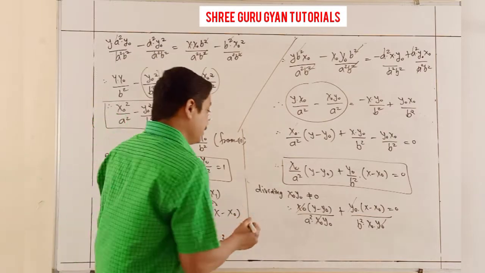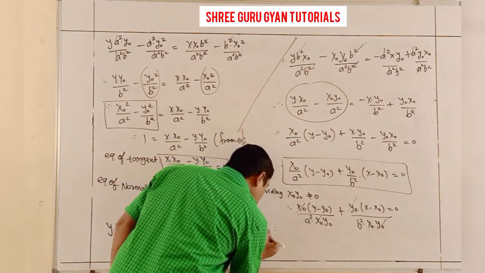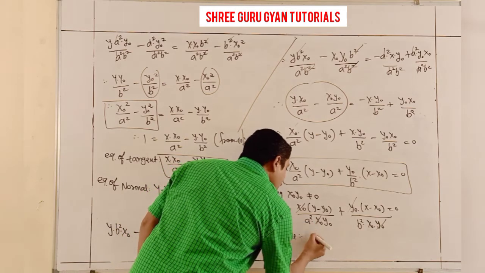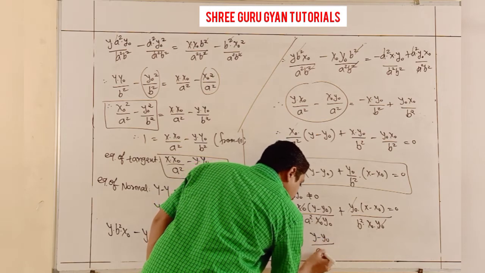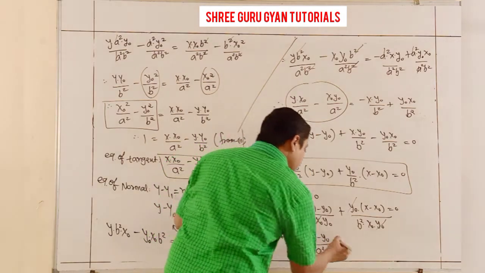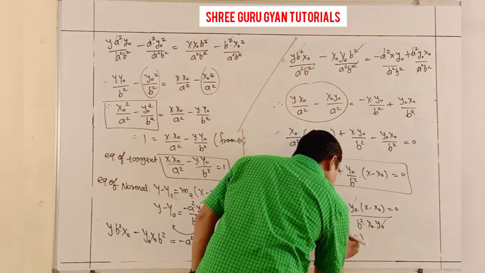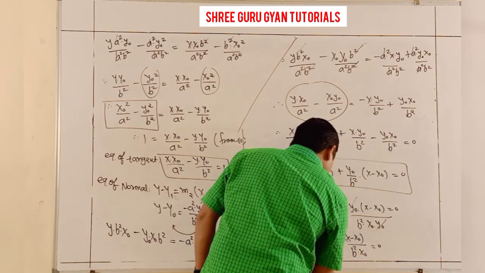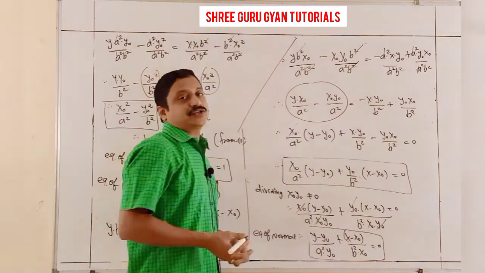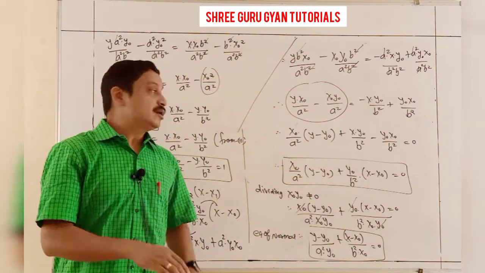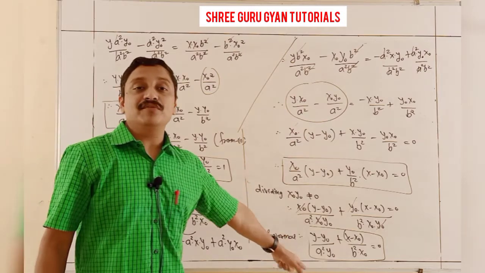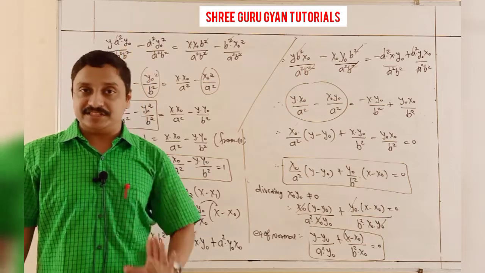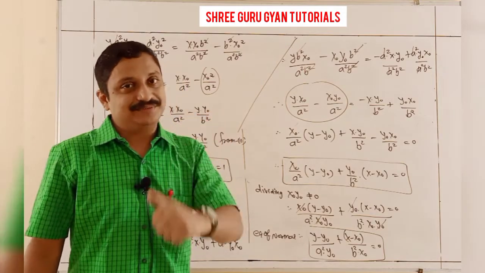Last answer, the equation of normal. Yes, students, that is the finish here: y minus y0 by a square y0 plus x minus x0 by b square x0 is equal to 0. And that is your equation of the normal. This is a most important numerical, so maybe I will ask it in final exams. Now I am going to the next question.